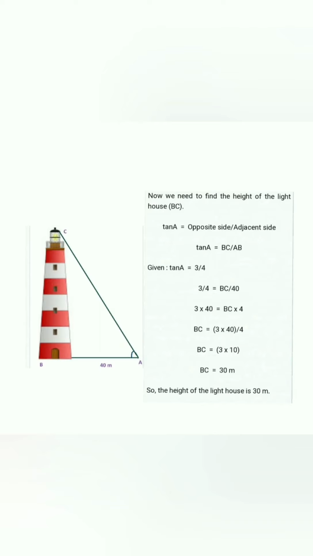Now we need to find the height of the lighthouse BC. So firstly we should know tan A equals opposite side divided by adjacent side. That is, tan A equals BC over AB. Given that tan A equals 3 over 4, so 3 over 4 equals BC over 40. And then 3 times 40 equals BC times 4. So we get BC equals 3 times 40 divided by 4, and then BC equals 3 times 10. The answer is BC equals 30 meters. So the height of the lighthouse is 30 meters.